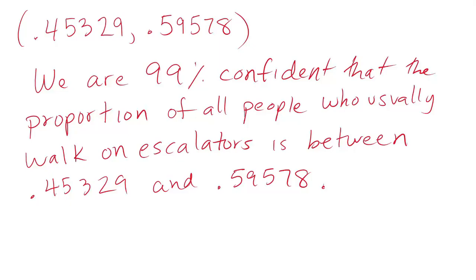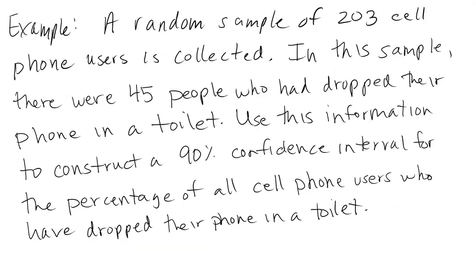Bless them all. Here's another example. A random sample of 203 cell phone users is collected. In this sample, there were 45 people who had dropped their phone in a toilet. This sample data did not reveal how many of them retrieved their phone. If it were a public toilet, or even worse, a porta potty, mine might have to stay. I don't have a smartphone, so I'd be willing to sacrifice mine. But I guess if you drop a $1,000 phone into the commode, maybe you have to go get it. Anyway, use this information to construct a 90% confidence interval for the percentage of all cell phone users who have dropped their phone in a toilet.